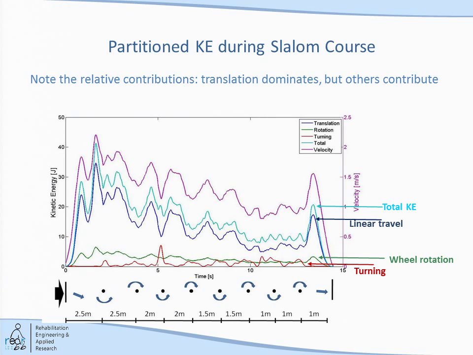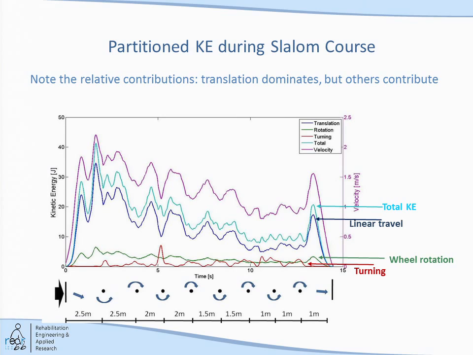So here's the slalom course. You start, you go around a pylon that's 2.5 meters, another 2.5 meters, and then it's 2 meters apart, and then 1.5 meters apart, and then it goes down to 1 meter apart, and then you sprint to the back, right? So this is a slalom.